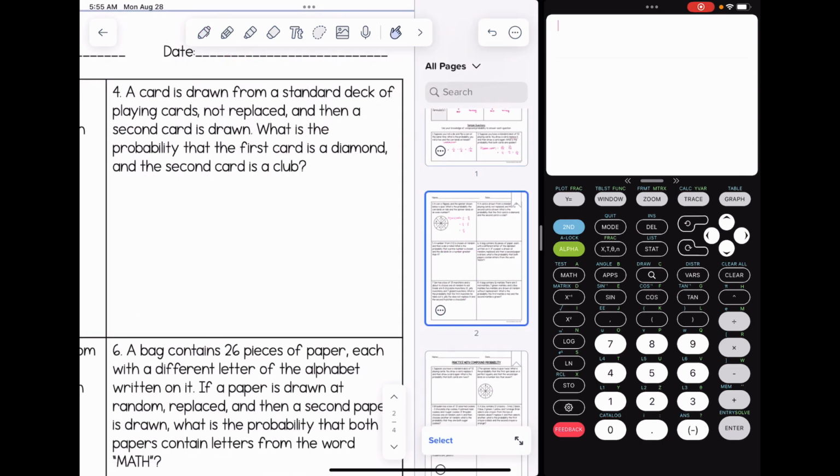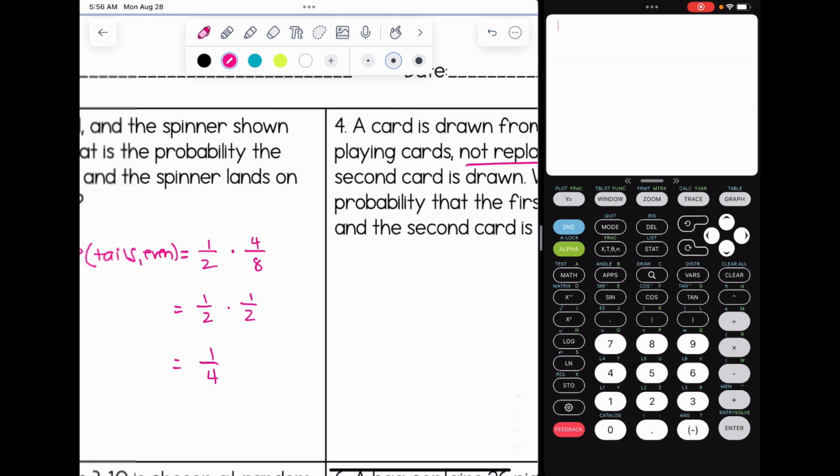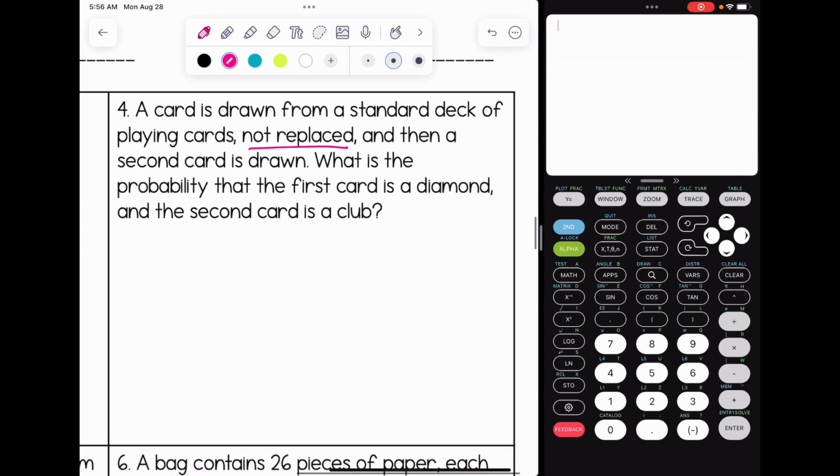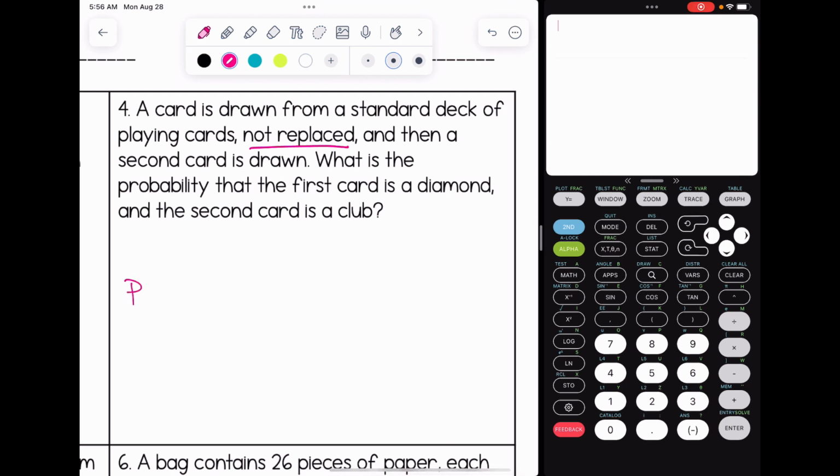Okay, number four, a card is drawn from a standard deck of playing cards. It's not replaced, and then a second card is drawn. What's the probability the first card is a diamond, and the second card is a club? All right, so let's take a look at this here. So we're looking for the probability that we have a diamond and that the second card is a club.